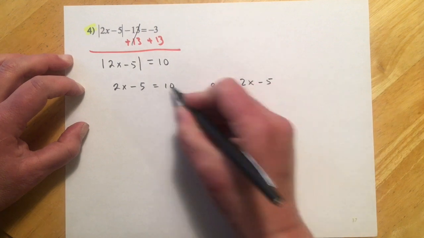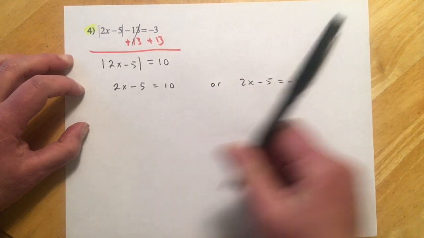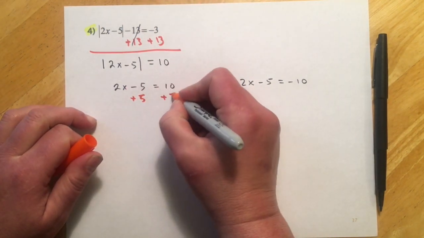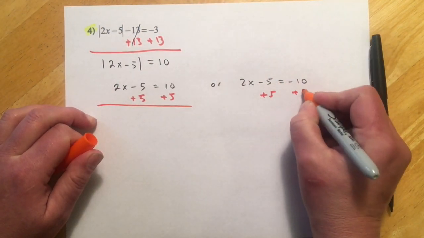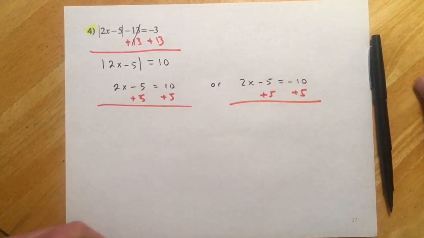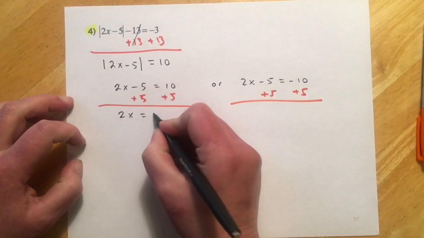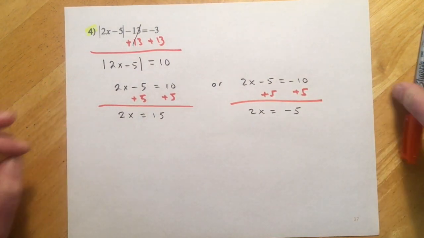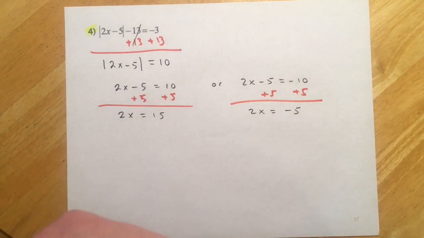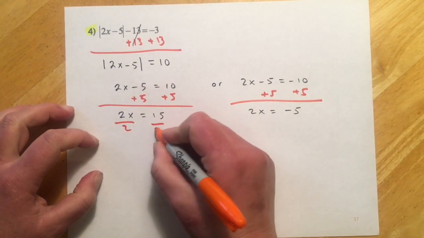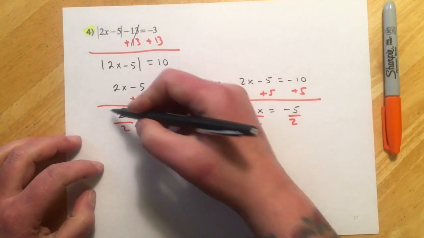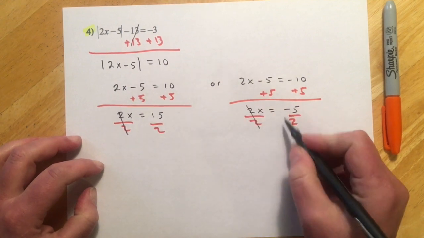And then 2x minus 5 equals negative 10. And then I just solve each of these out. So I can add the 5 over, and get 2x equals 15. This time we get 2x equals negative 5. And then just divide the 2's over. And so I get x equals 15 halves and x equals negative 5 halves.